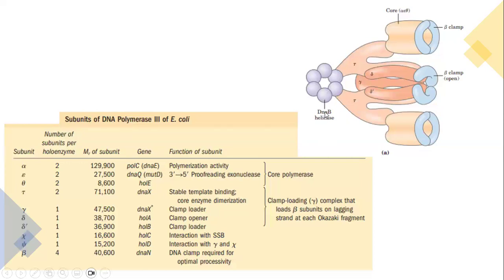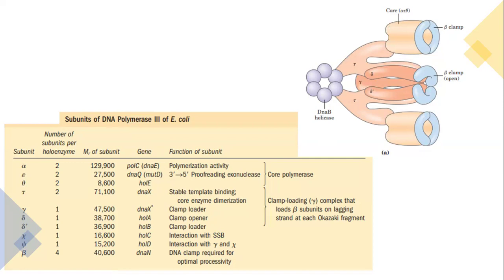DNA polymerase 3 is made up of two core polymerases. Each core polymerase is made up of one subunit each of alpha, epsilon, and theta subunit. Then we have a clamp loading complex, which is made up of two tau subunits, one gamma subunit, one delta, and one delta prime subunit.